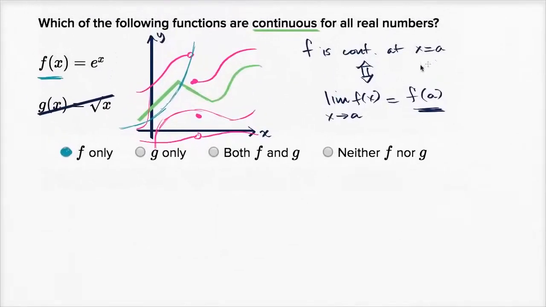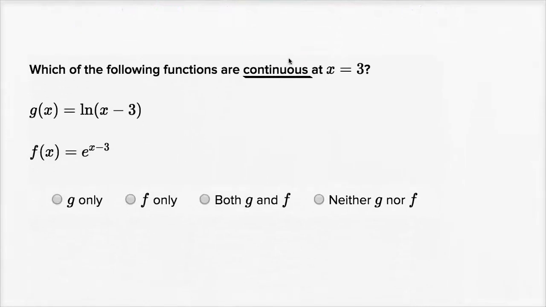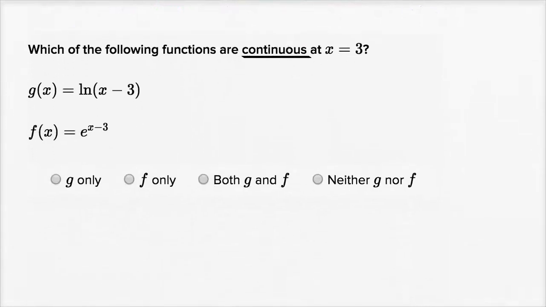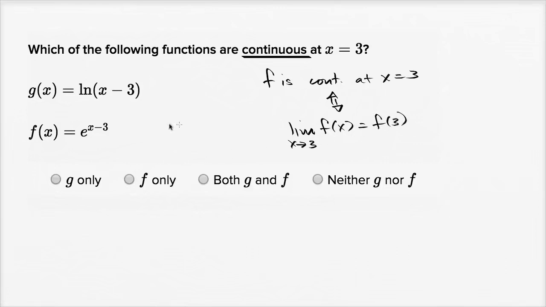f is continuous at a if and only if the limit of f as x approaches a is equal to f of a. So over here in this case, we could say that f is continuous at x equals 3 if and only if the limit as x approaches 3 of f of x is equal to f of 3. Now let's look at this first function right over here, natural log of x minus 3.